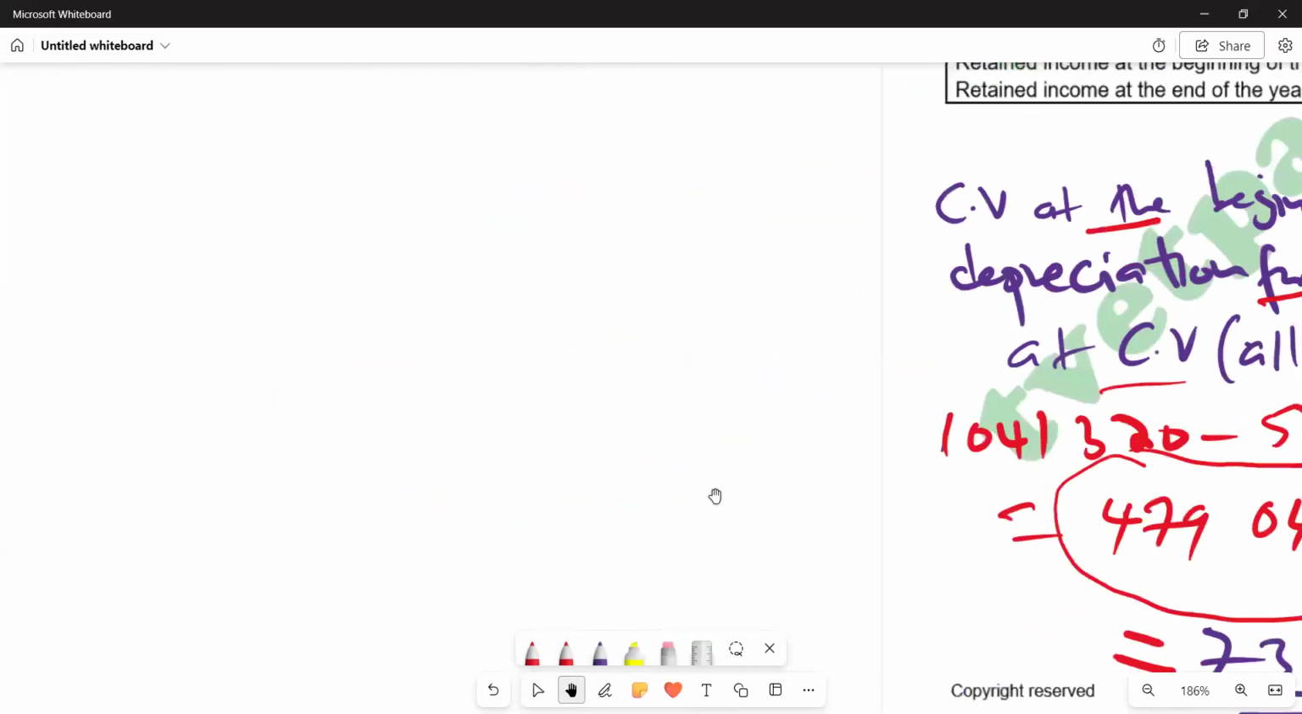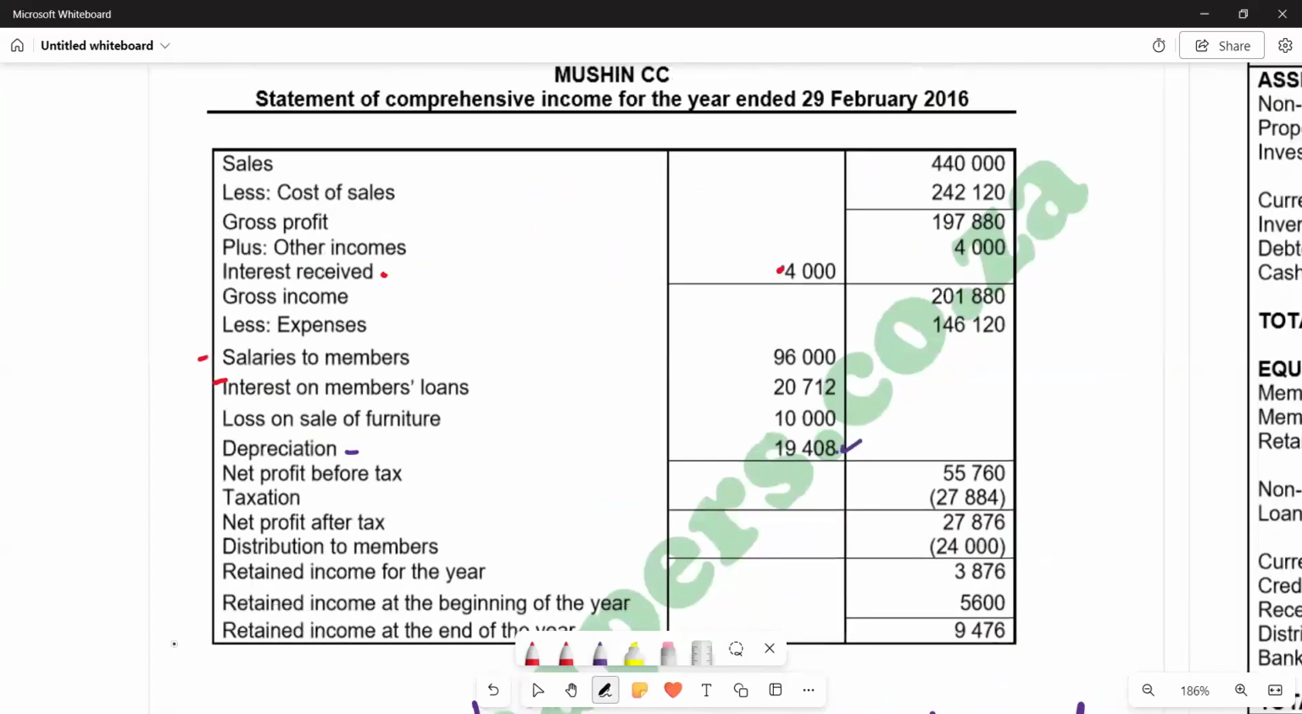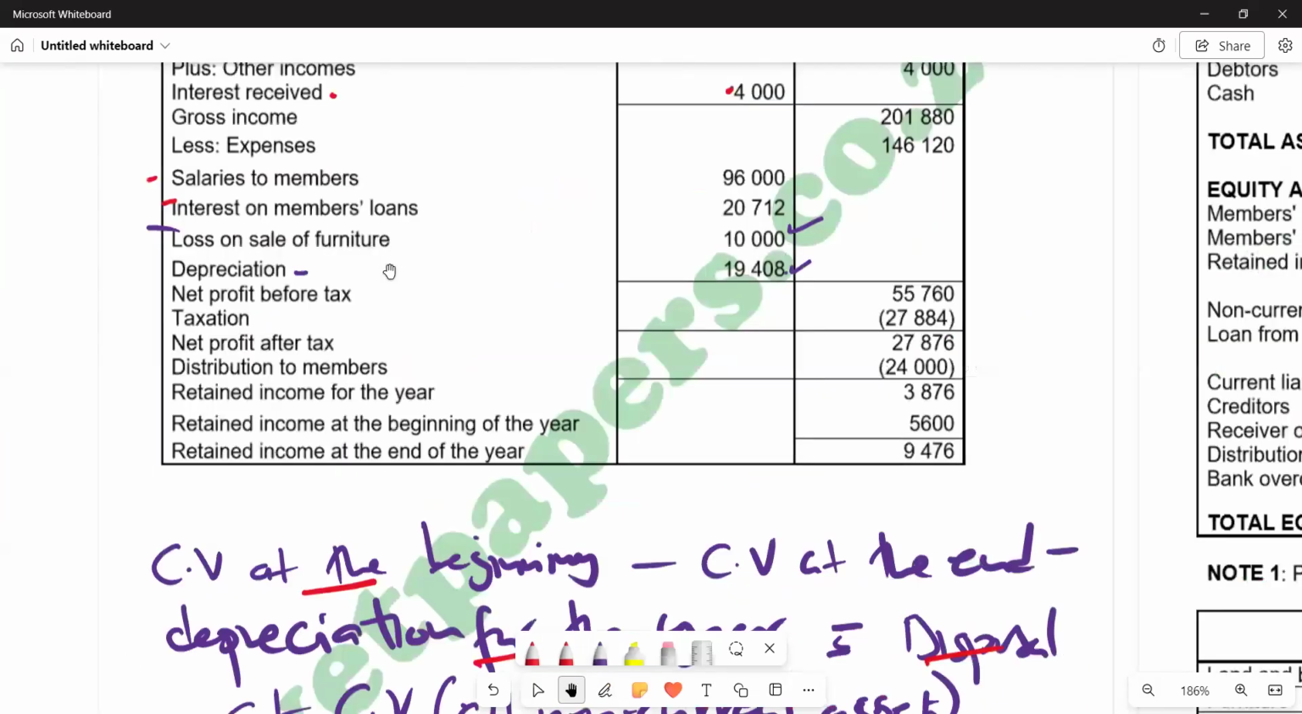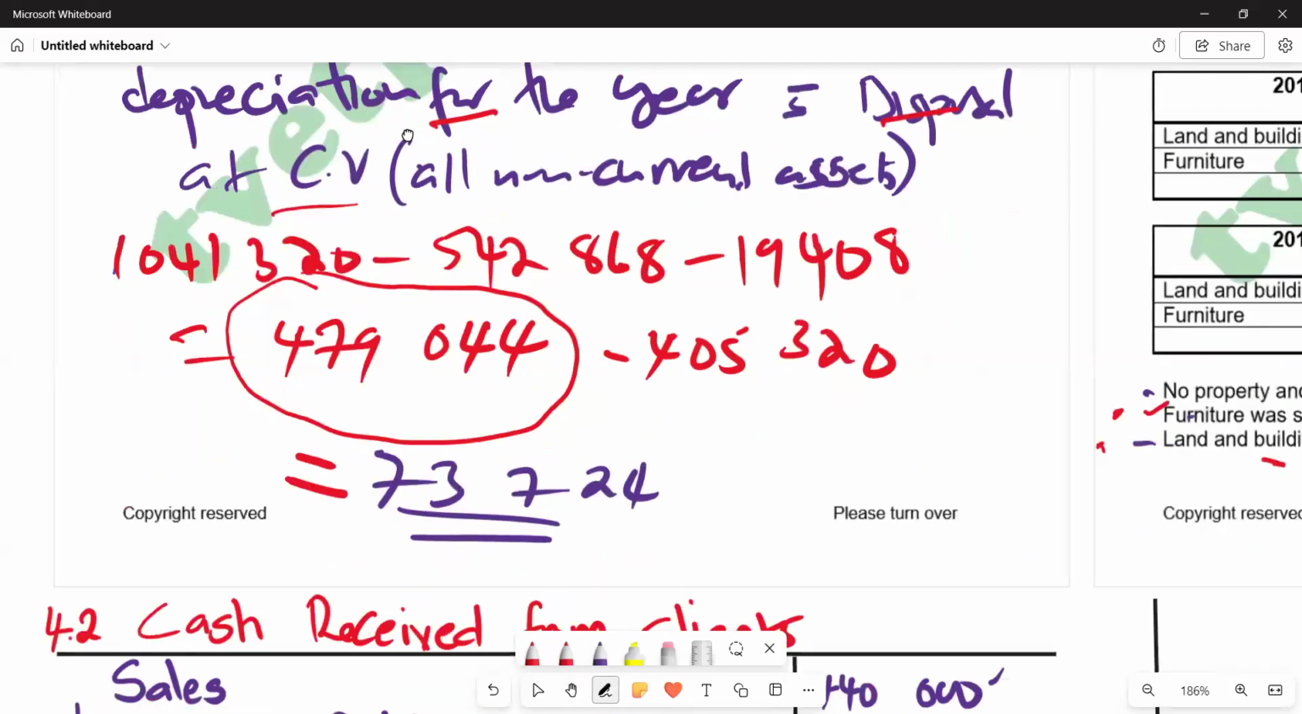If you go to our statement of comprehensive income, you'd see that there is a loss, sorry. You've got a loss on furniture here, which is 10,000. So it means it wasn't disposed at carrying value. If there's a profit, we are supposed to add it, so we are supposed to subtract it from this figure. So we're going to say minus 10,000 to get the figure that we disposed that furniture, and when you subtract there, we get 63,724. This is going to represent the proceeds from our sale of furniture.